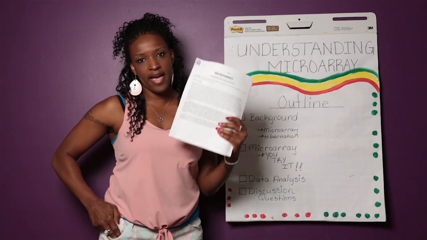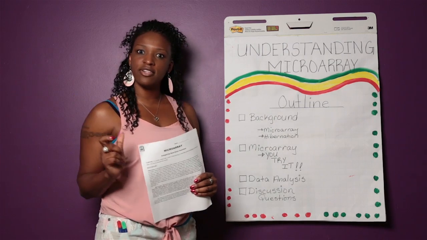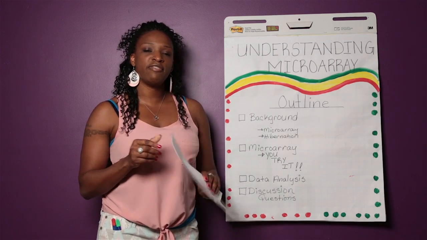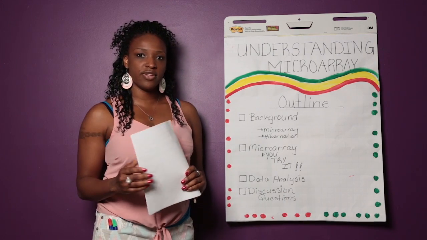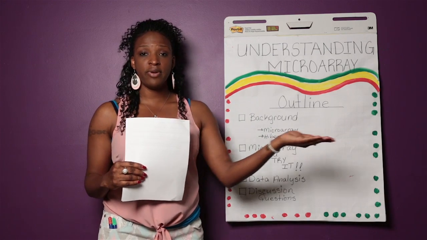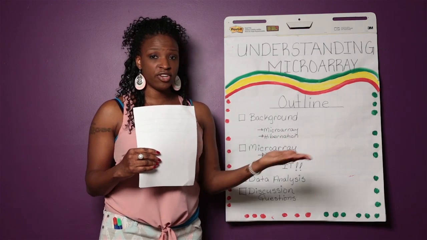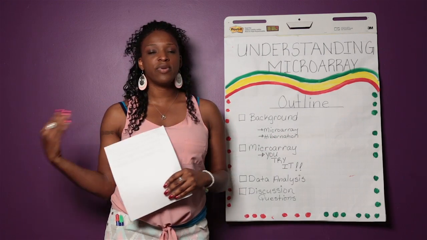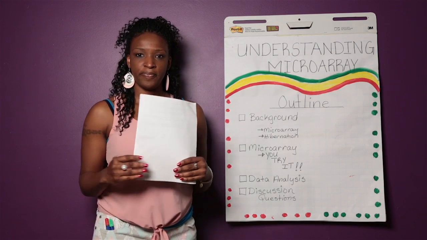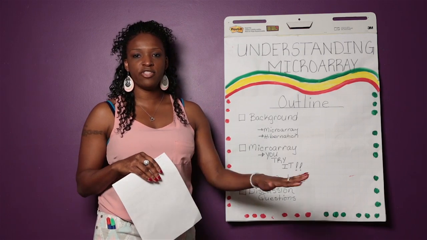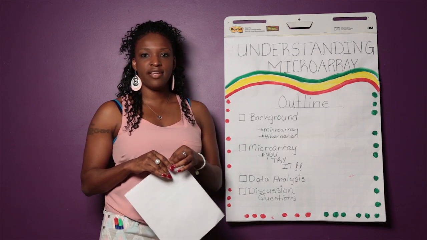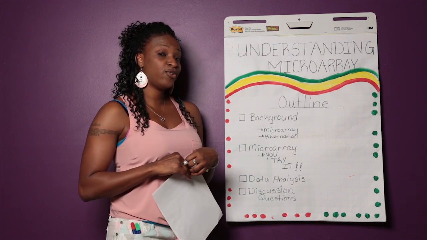So once you've got your packet and once you've got your colors, the next step would be to divide your classroom into two categories. One category will be hibernation or winter conditions. The other group would be summer conditions. So if you would like to pause right now and divide your class into two separate groups, now would be the perfect time to do that. And join me when you're ready.